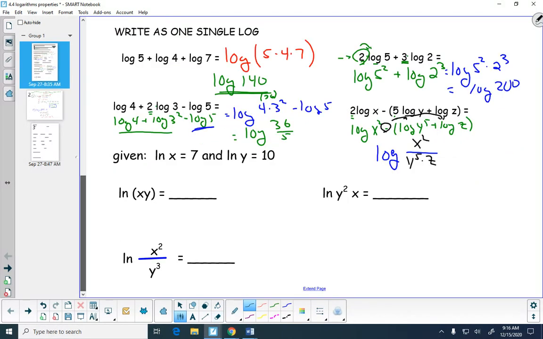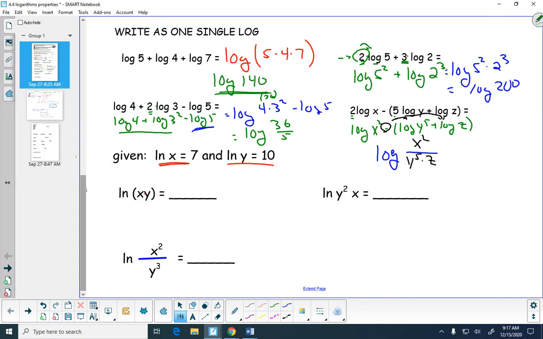Well, what if I gave you the natural log of x is equal to 7, and the natural log of y is equal to 10, and I want to find the natural log of x times y. Well, let's first utilize our properties up here. I have two logs being multiplied together. Let's separate them into their own separate logarithms.